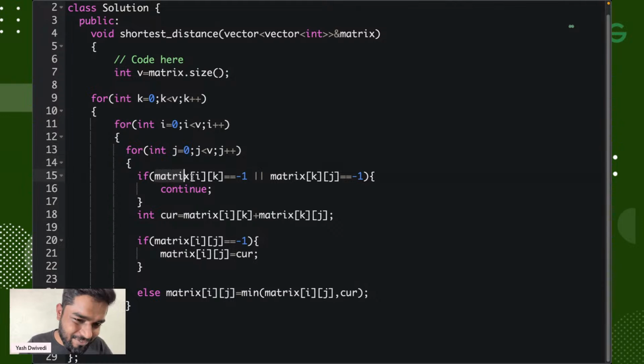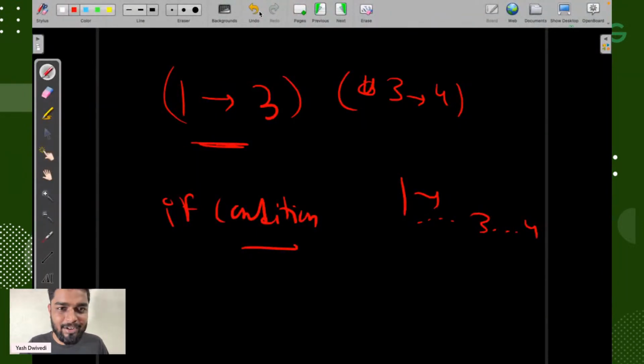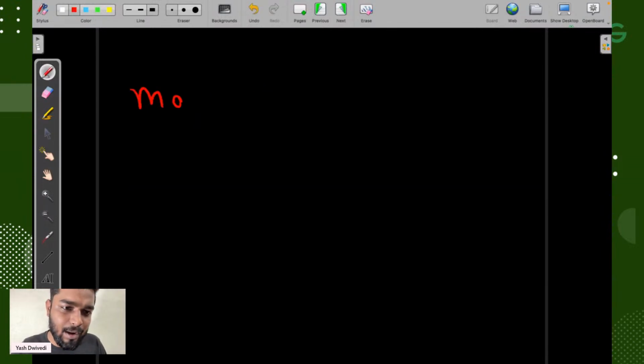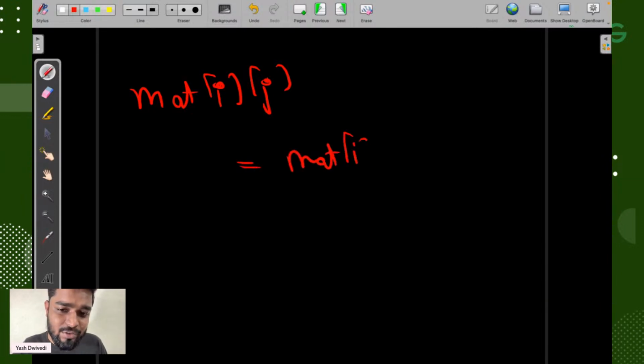So understand this thing, guys. If the matrix is given, and I want matrix of i to j, basically I want to go from i to j. Let's say I'm going with the help of a path through k. That will be nothing but matrix of i to k plus matrix of k to j, right?